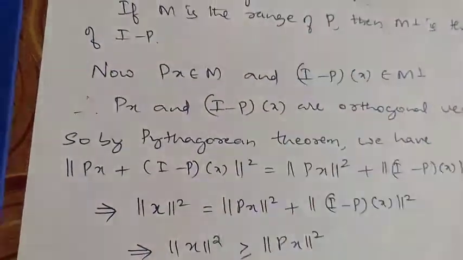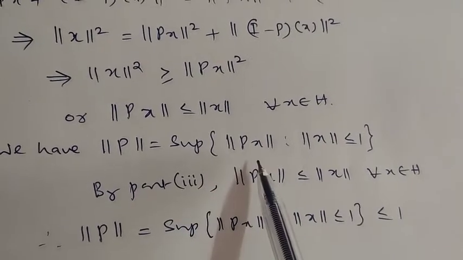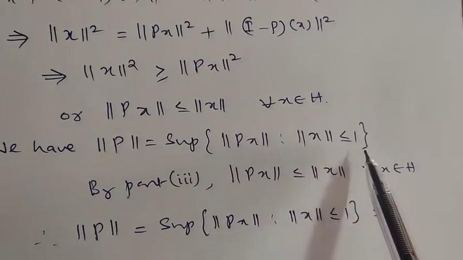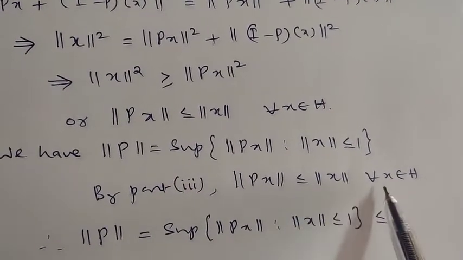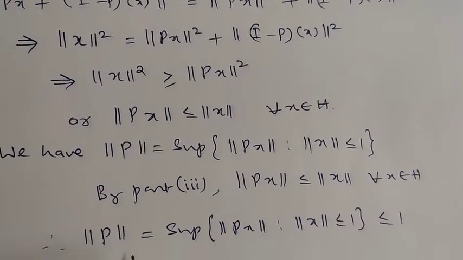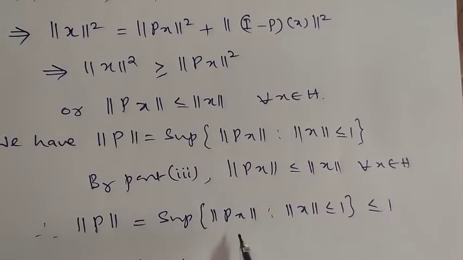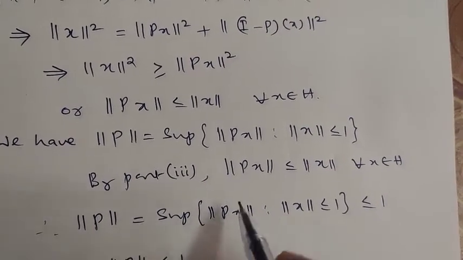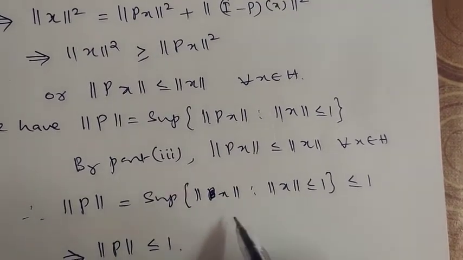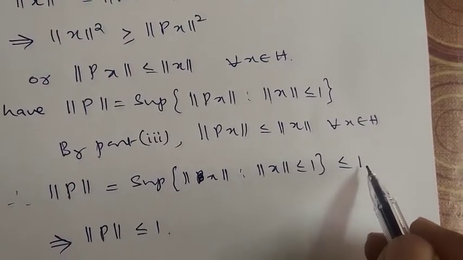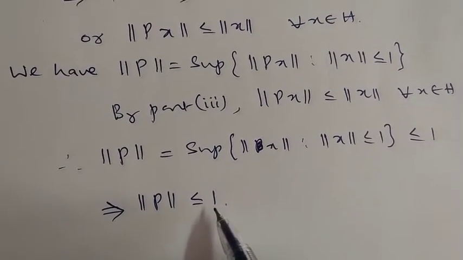Let us prove the fourth one. We have norm of P is equal to supremum of norm of P of x, such that norm of x is less than or equal to 1. By part 3, norm of P of x is less than or equal to norm of x for every x belongs to H. Therefore, norm of P is less than or equal to the supremum of norm of x such that norm of x is less than or equal to 1. What is the maximum value? This is 1. So norm of P is less than or equal to 1.